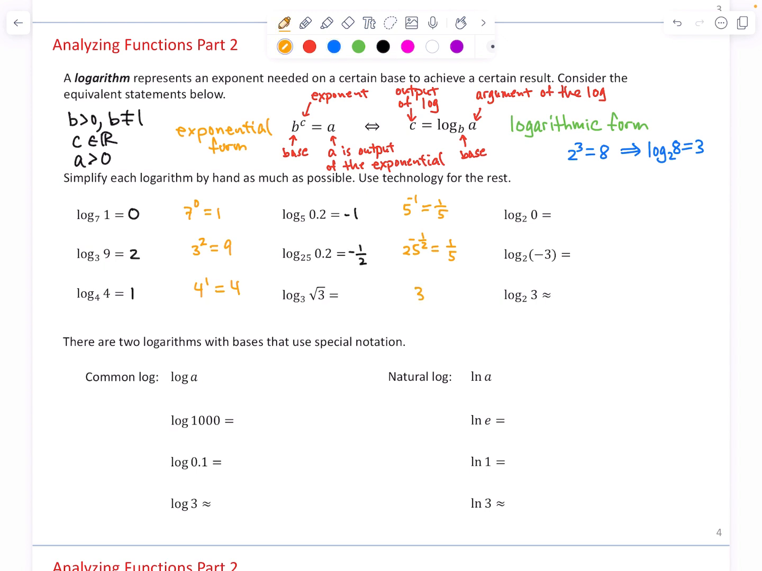The next one is 3 raised to what power will equal the square root of 3. Well, here we just have to interpret a radical as a power, and that power is 1/2. So this logarithm will simplify to 1/2.